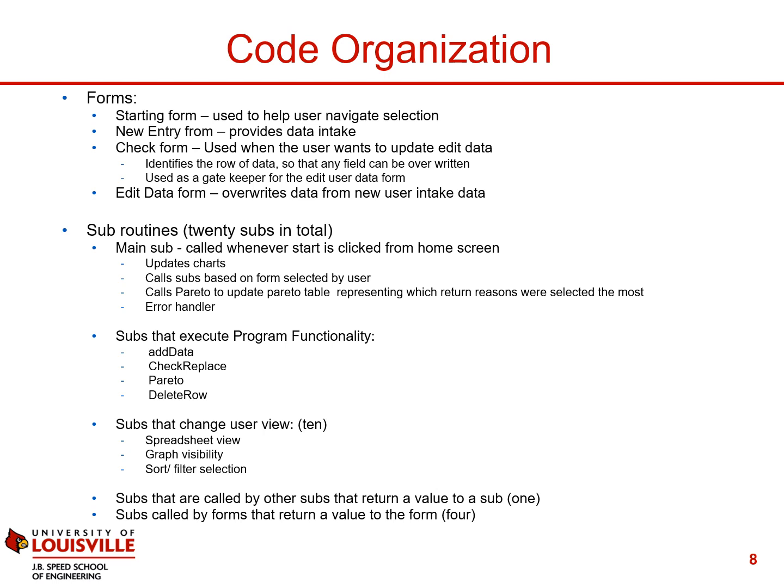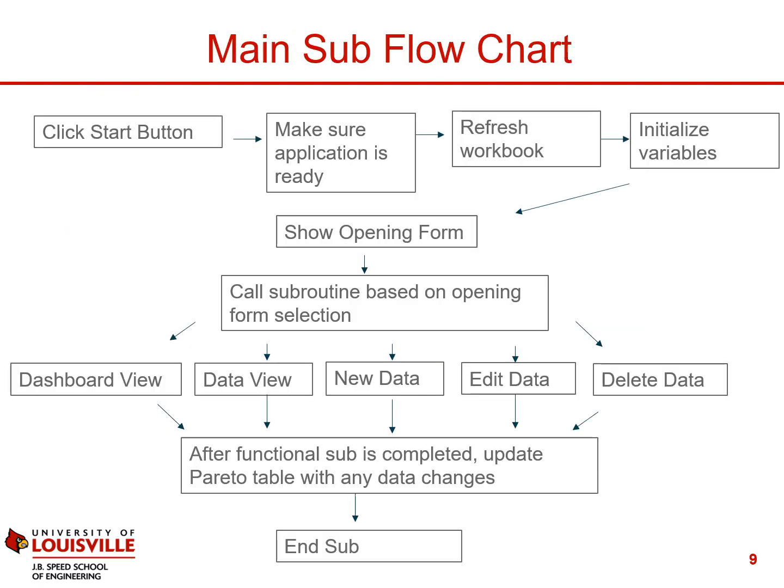So in the code and subroutine organization, there were 4 forms. Each form helped provide a user interface to get input data. And then the subroutines were broken into a main sub, a functionality sub, or a sub that would change the user view. And there were 4 subs that were called upon by other subs.